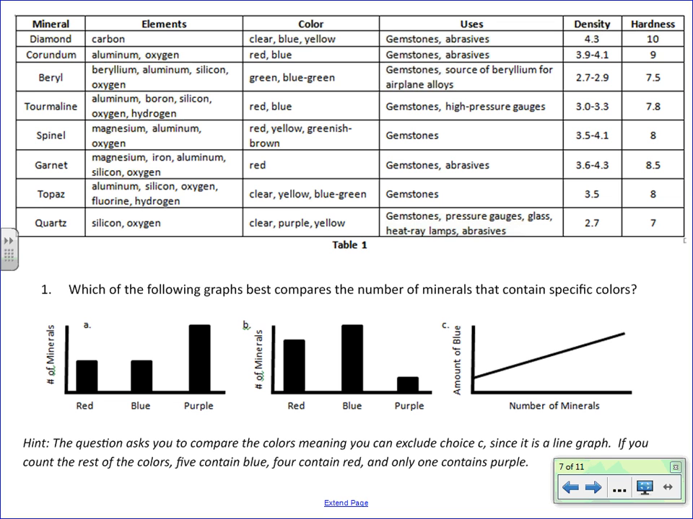All right, the first thing that you need to see here is that we use the word compare. So which graph can we immediately get rid of if we are using the word compare? Which type of graph does not compare? Nice, the line graph. This is not used for comparison, so we can already ignore C because that's not going to tell us what we need.